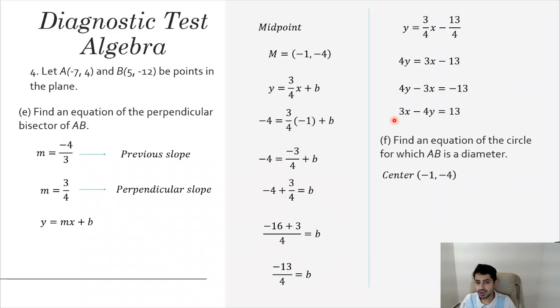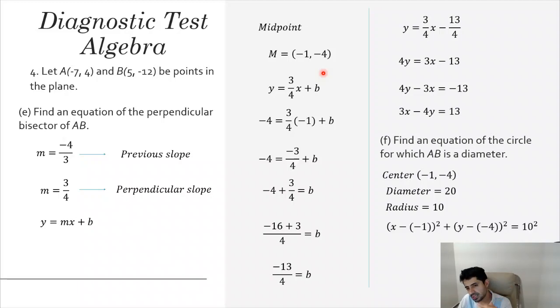So then we already have the center, which is minus 1 and minus 4, because this should be the midpoint. The midpoint should be exactly the center. Furthermore, we know that the diameter, which is the distance of the segment, is 20. So half of this should be the radius.